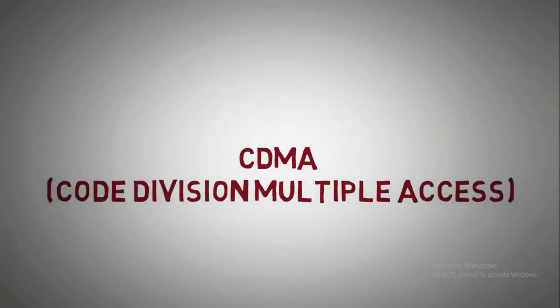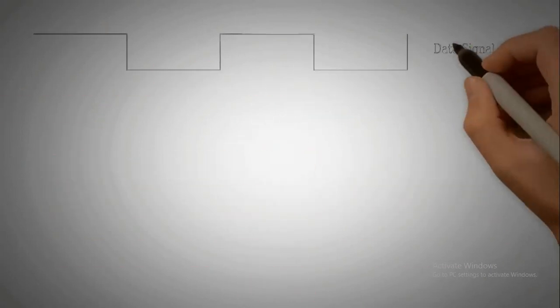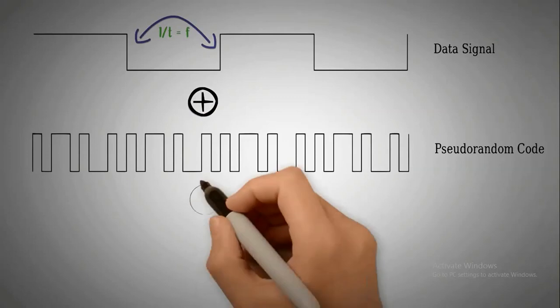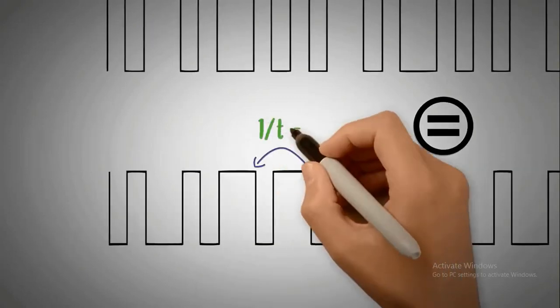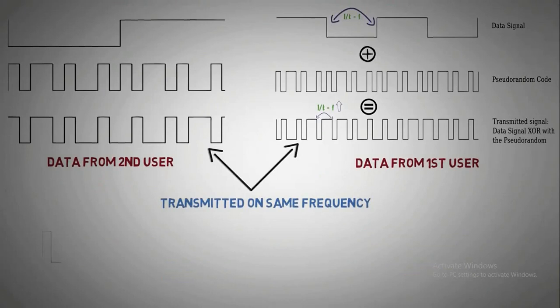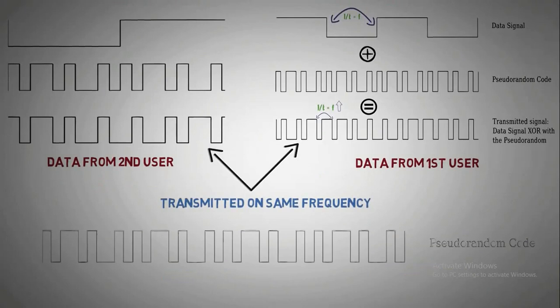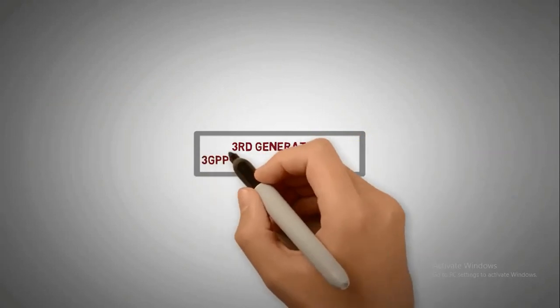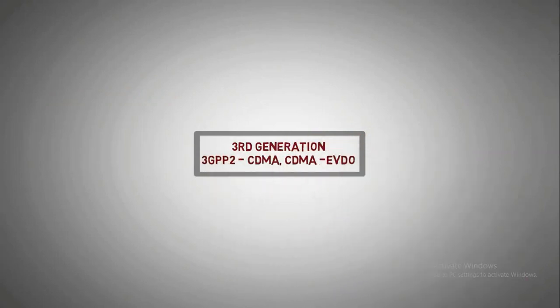CDMA, based on code division multiplexing, is a technique in which the data bits are modulated by a high-frequency orthogonal sequence of bits such as Walsh codes, or pseudo-random codes such as Gold codes, to spread the signals over a large frequency band. Multiple such signals from different users are then transmitted over the same frequency band. In order to retrieve the signal, the receiver must have the same spreading sequence, which is multiplied with the composite signal in a process called despreading. This makes CDMA very secure and robust. It was used in 3GPP2 standards such as CDMA and CDMA Evolution Data Optimized.